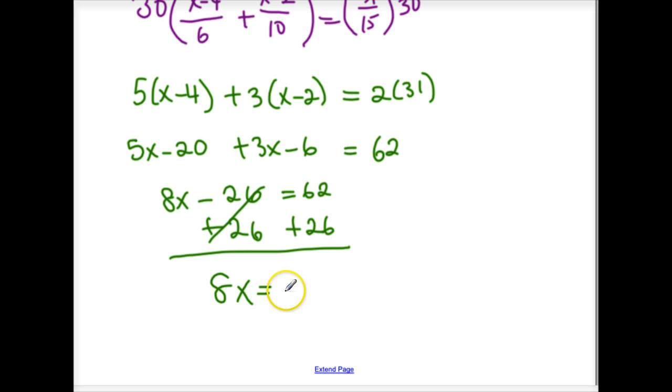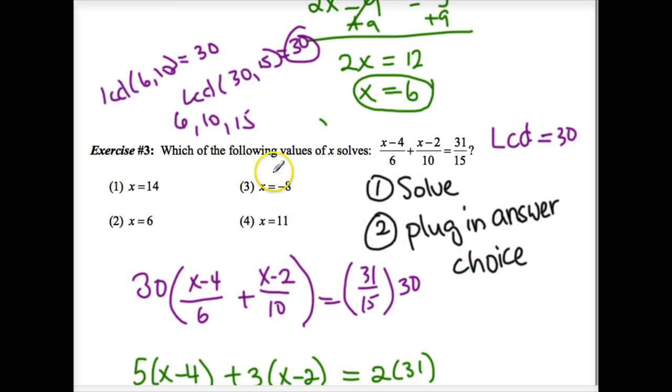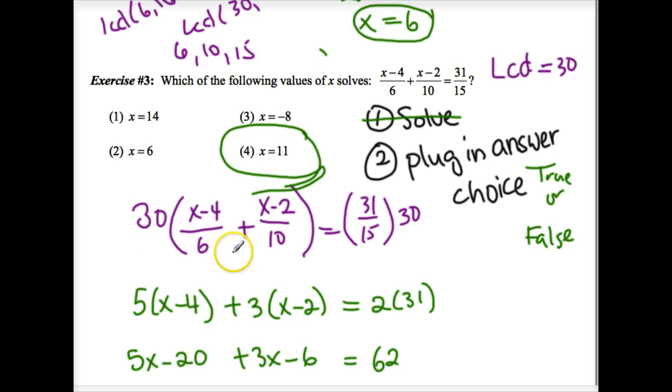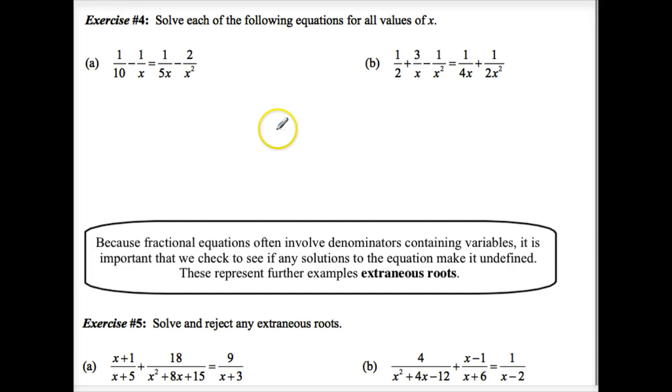8x is equal to 8. Divide by 8 on both sides. X is equal to 11, which goes back to choice 4. Hey, choice 4. Let's say you have no idea what to do and how to solve this. All you got to do is wherever you see x, you replace it with one of these choices with the equal sign and everything, and you look for, is it true or is it false?